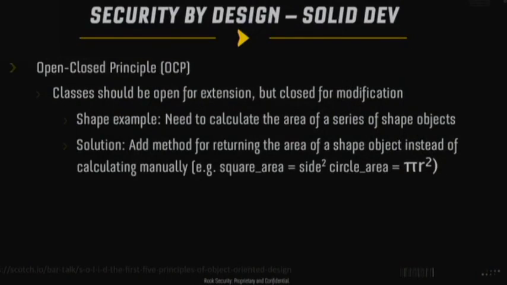And so if I like the shape example here, if I had a shape object and I needed to calculate the area of a shape, it would be better for me to have within the shape a method to return the area instead of me inferring that this shape's a square, so I will get the area by multiplying the shape side by the shape side, and this one is a circle, so I'll multiply pi times the radius squared. This allows you to extend that class much more easily than you might otherwise do.